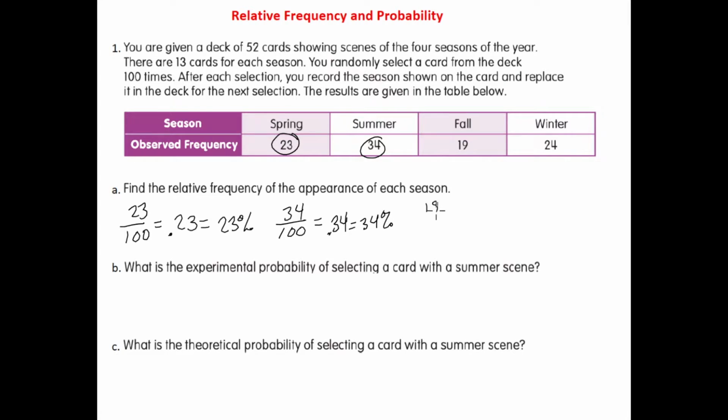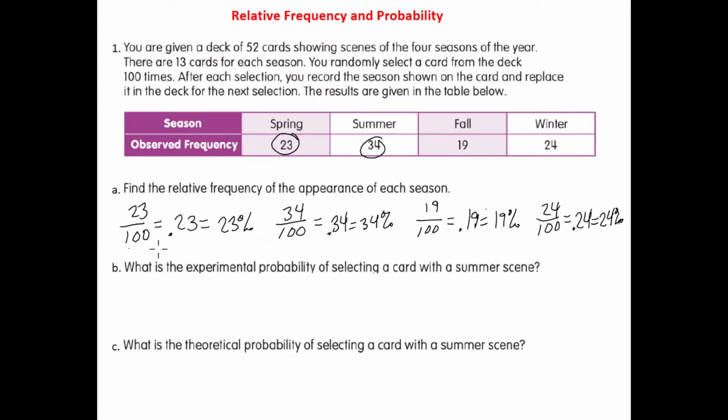Fall was 19 out of 100, which is 19 hundredths, or 19%. And then winter was 24 out of 100, which is 24 hundredths, or 24%.